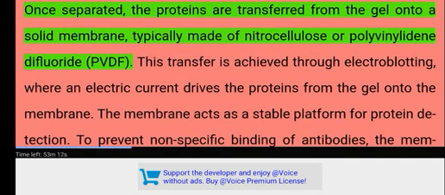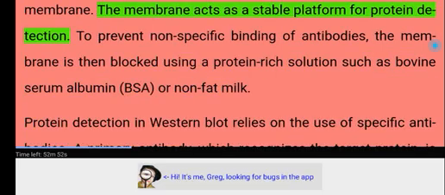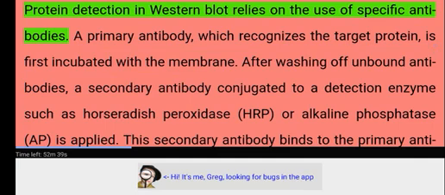Once separated, the proteins are transferred from the gel onto a solid membrane, typically made of nitrocellulose or polyvinylidene difluoride (PVDF). This transfer is achieved through electroblotting, where an electric current drives the proteins from the gel onto the membrane. The membrane acts as a stable platform for protein detection. To prevent non-specific binding of antibodies, the membrane is then blocked using a protein-rich solution such as bovine serum albumin (BSA) or non-fat milk.